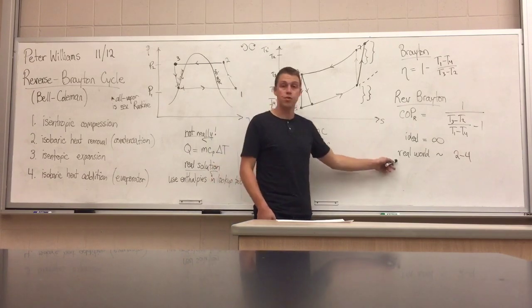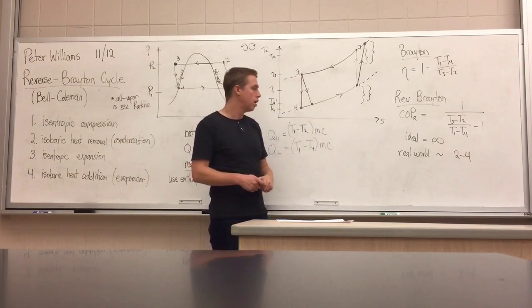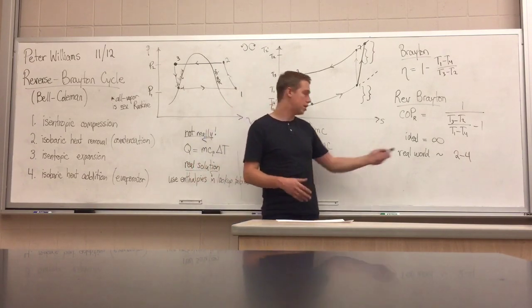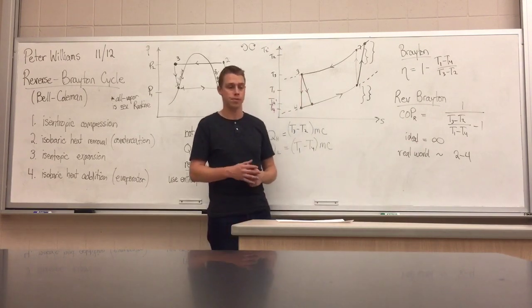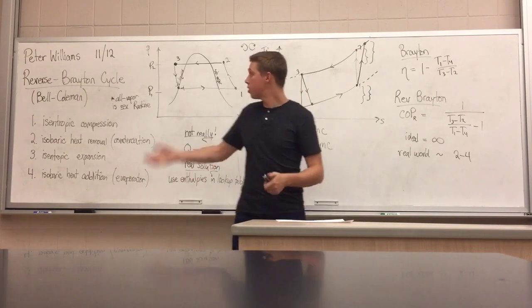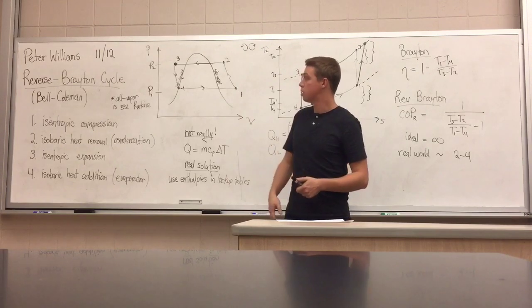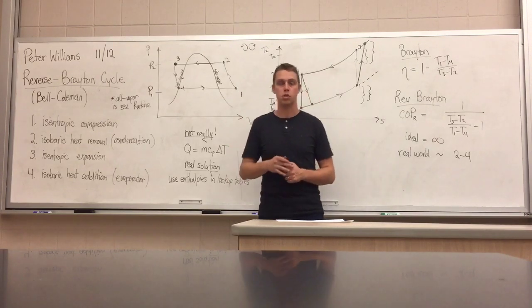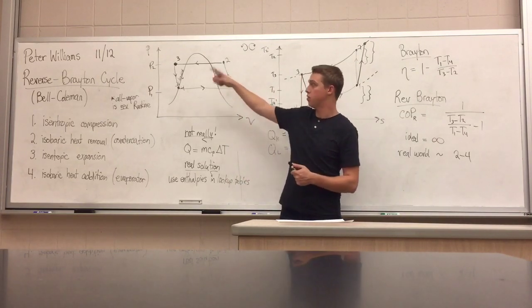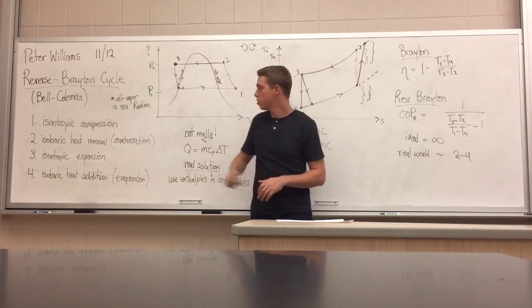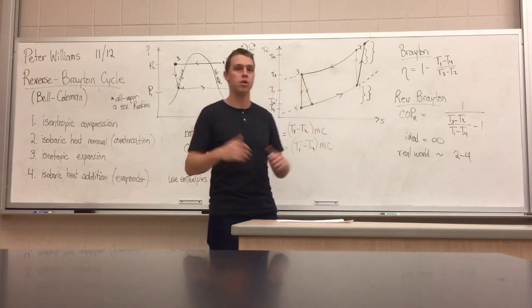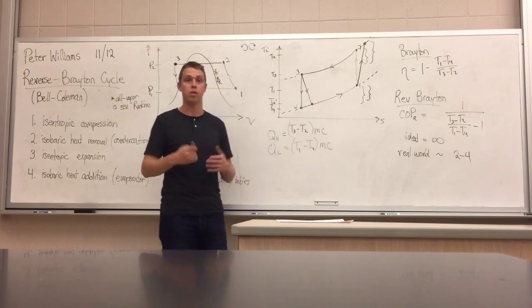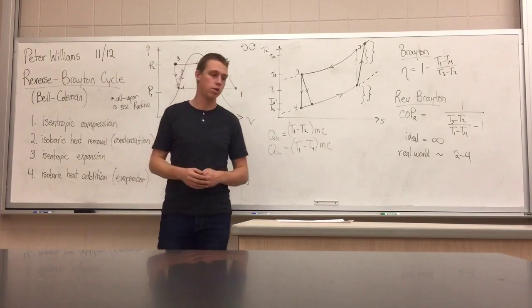And in the real world, for air conditioner units, the coefficient of performance is in the range of 2 to 4, okay? So this is the reverse Brayton cycle. It's essentially the same as the reverse Rankine cycle, just with a phase change in it. Also called Bell-Coleman, and this is what we use as a model or a theoretical picture of a refrigerator or an AC unit.